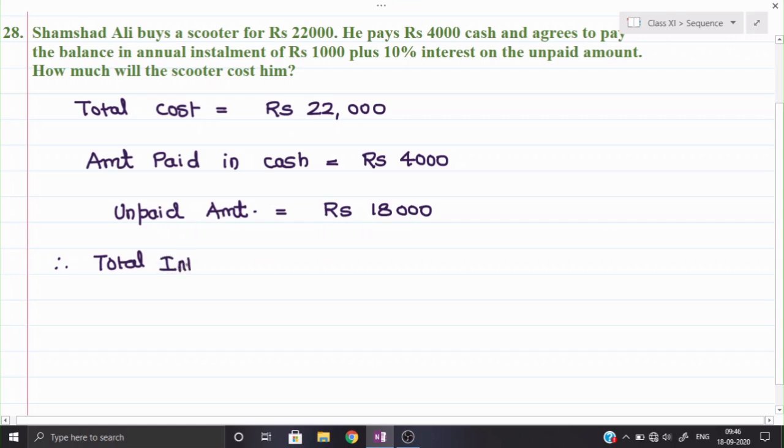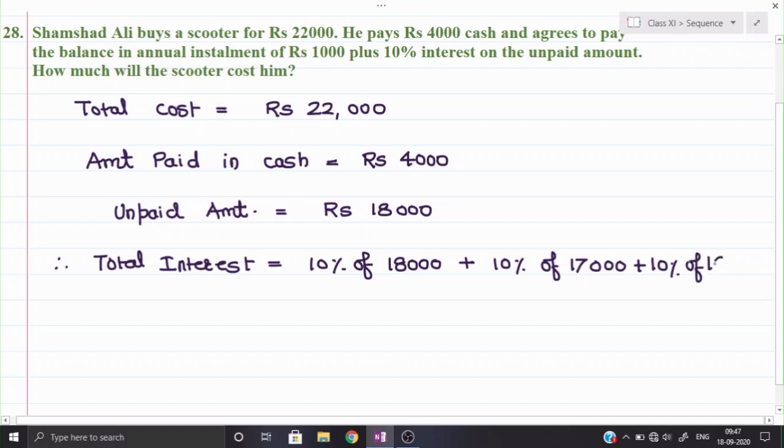Okay, so now if we try to find out total interest, see, directly I am finding the total interest. Okay, we can apply a different method also. So total interest will be equal to 10% of, first of all, the unpaid amount at the first time, that is 18,000, plus 10% of 17,000, because each and every time he is paying 1,000 rupees. Okay, then third time it will be 10% of 16,000 and so on, plus dash dash dash, till where it will go.